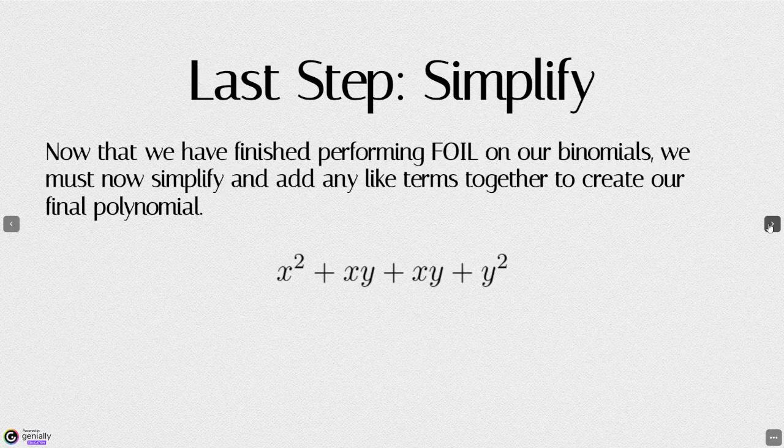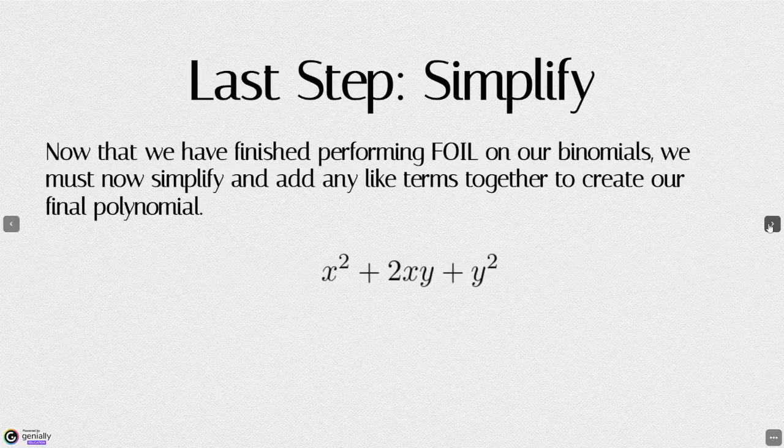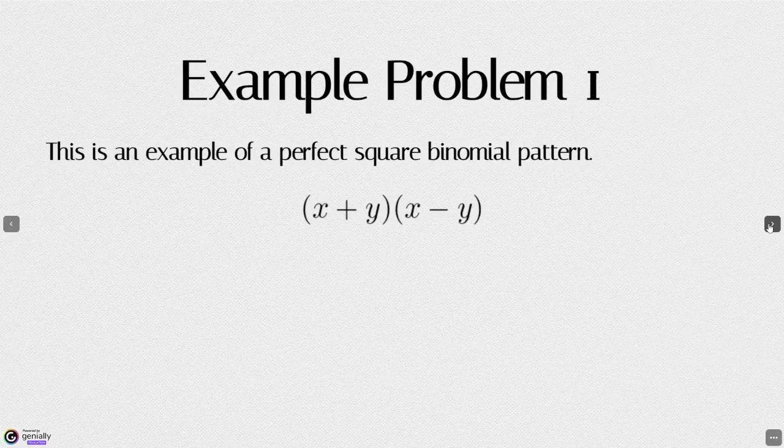In this case, we have x squared plus xy plus xy plus y squared. Xy and xy are the exact same variables, therefore we can combine them, and we are left with x squared plus 2xy plus y squared. And that's it. That is all that is to do with foiling. Now, let's work on some example problems.